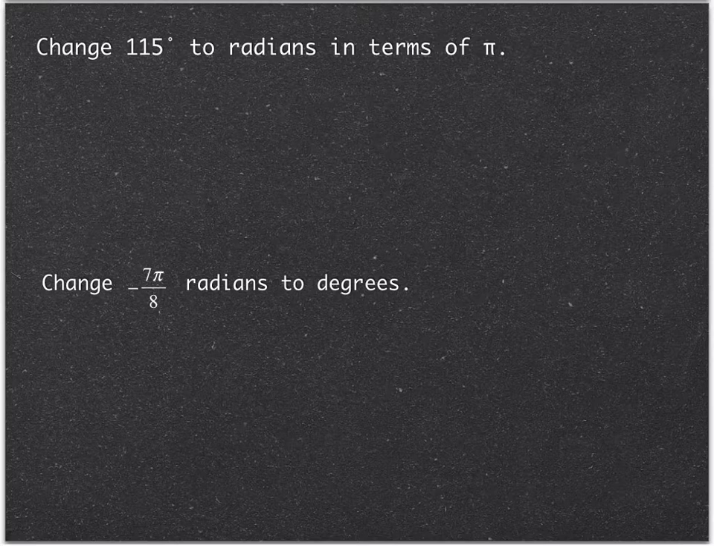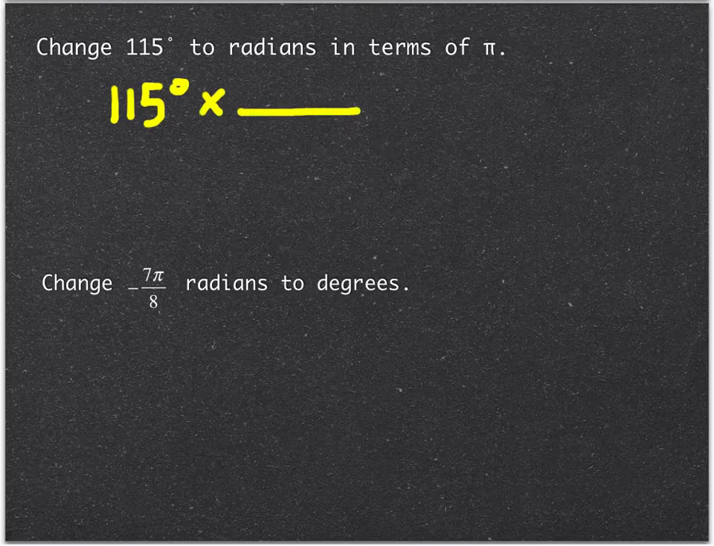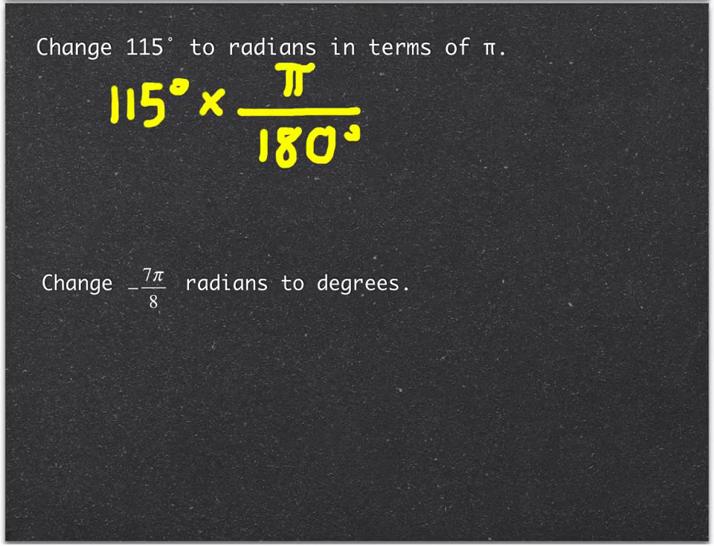So our first example here is to change 115 degrees to radians in terms of pi. Now whenever you see that in terms of pi, that means it should be an exact answer. So really we're going to start with our 115 degrees. I'll write that down. And then what I want to do is do a little conversion. I'd like to be able to cancel out degrees. And so I know from that first slide here, and this is something that you should become very familiar with, that in 180 degrees there are pi radians.